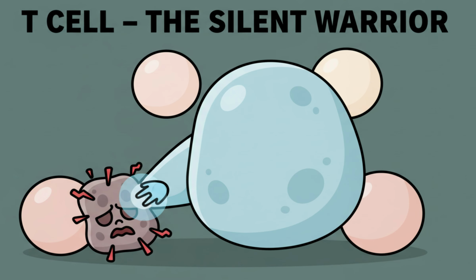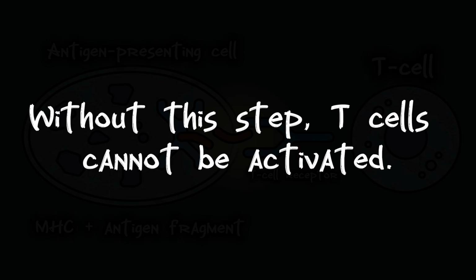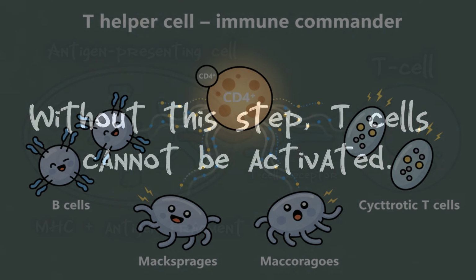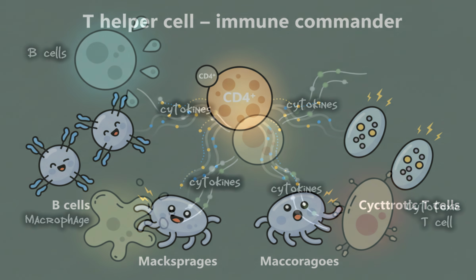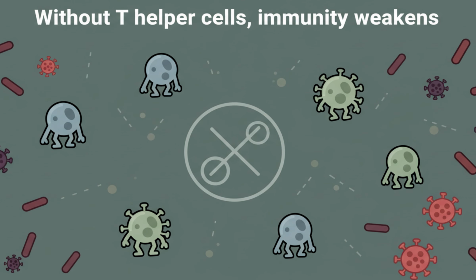T cells, the silent warriors. Antigen-presenting cells display antigen fragments through the MHC complex for recognition by T cells. Without this step, T cells cannot be activated. Helper T cells act as commanders. They secrete cytokines to activate B cells, macrophages, and cytotoxic T cells. Without helper T cells, the entire immune system is weakened.